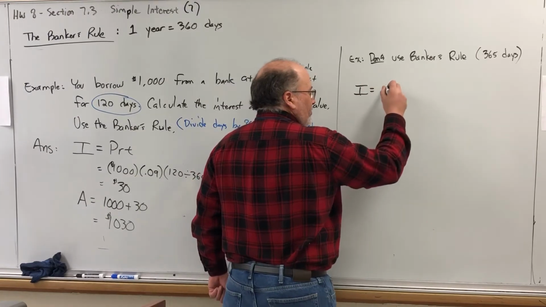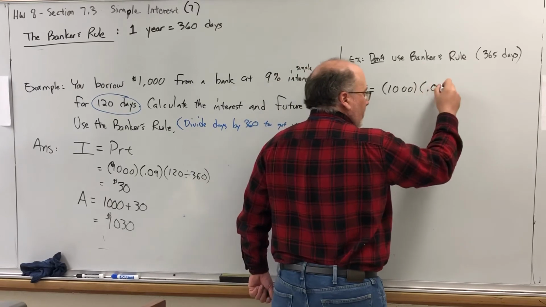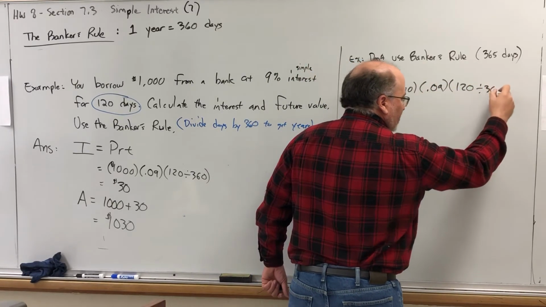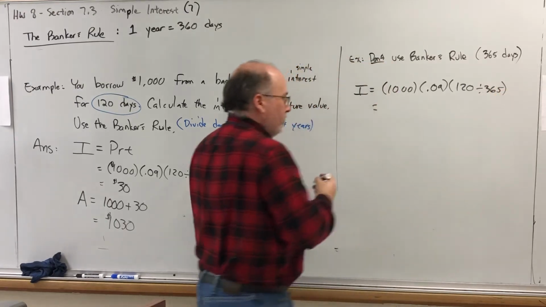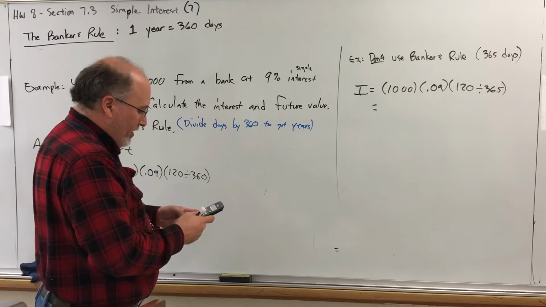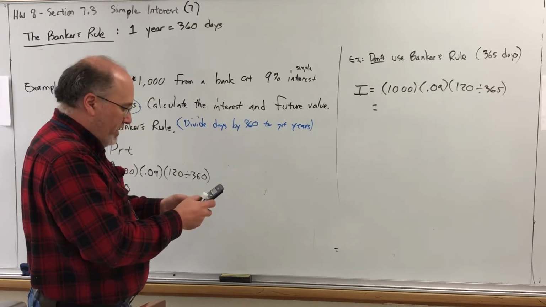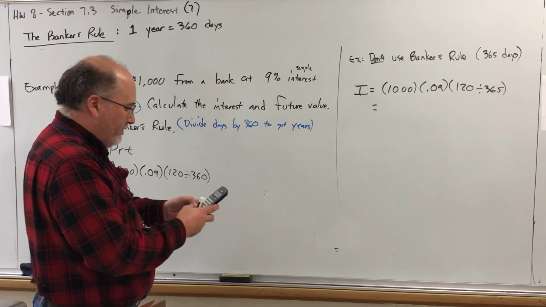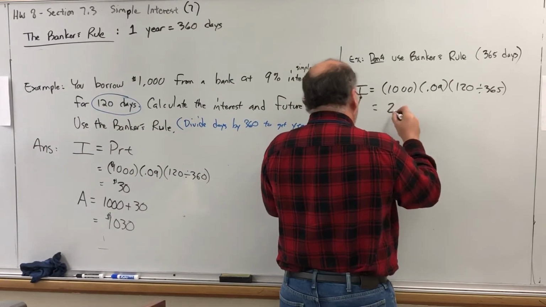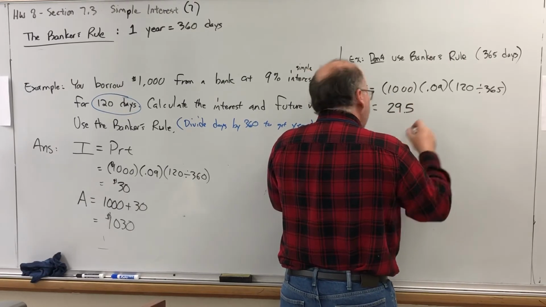If we didn't use the banker's rule, how would this problem have played out? Well, the principal is still 1,000. The interest rate is still 0.09. But now we're setting up 120 divided by 365. So let's see what that does. 1,000 times 0.09 times 120 divided by 365. This isn't turning out the way I expected, but oh well. $29.59.